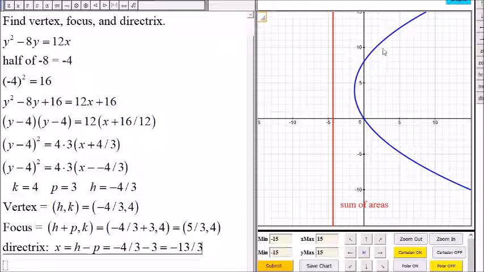This is the graph for the equation y squared minus 8y equal to 12x. And the directrix right here will be x equal to negative 13/3. The vertex is right here, which is negative 4/3 comma 4. And then the focus, which is in here, which is 5/3 comma 4.